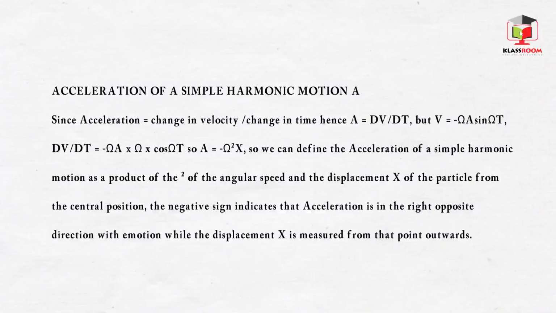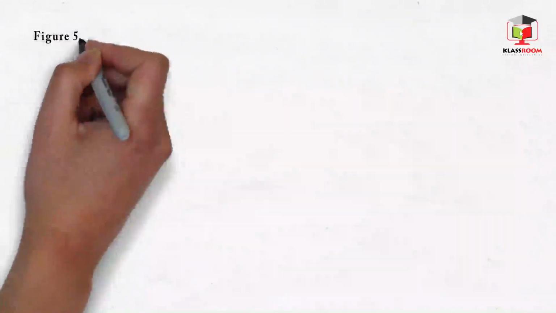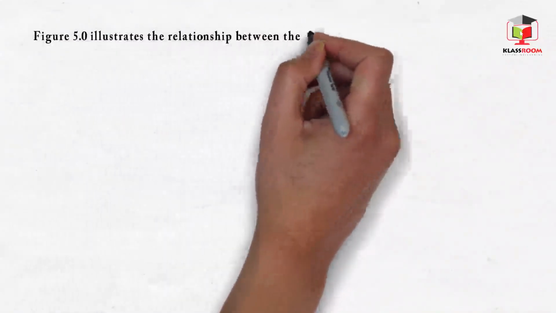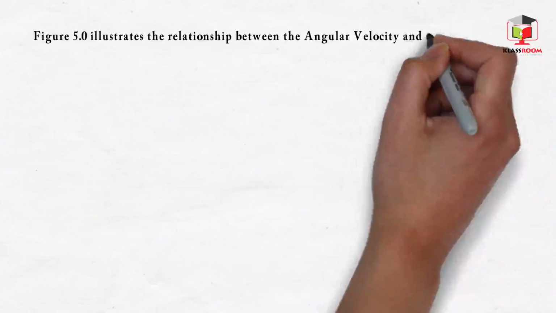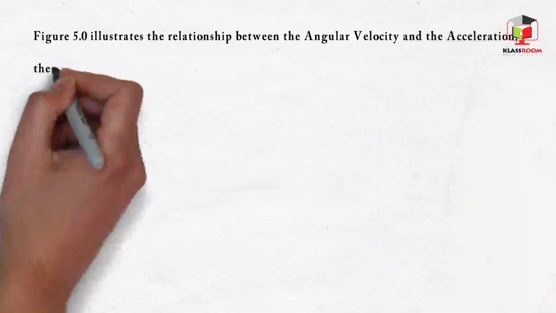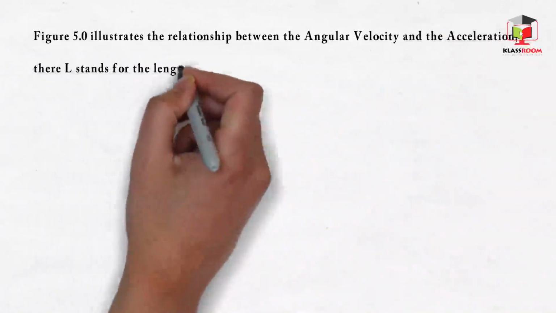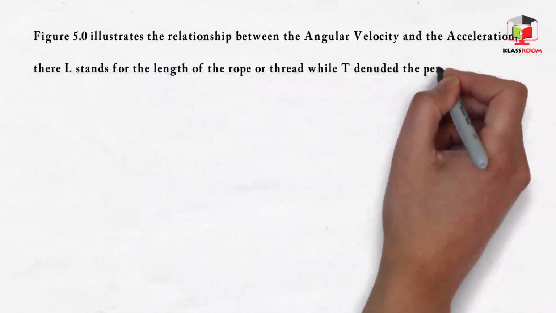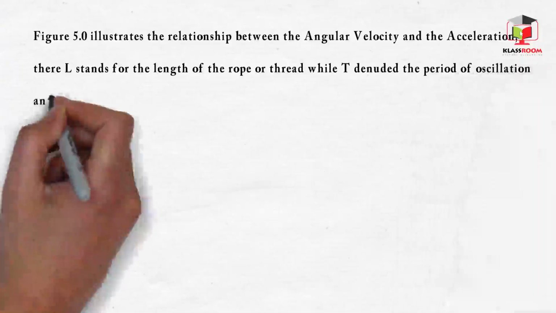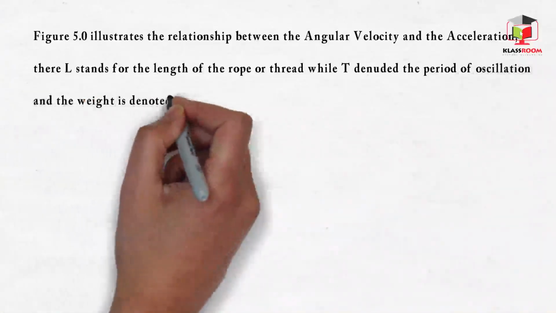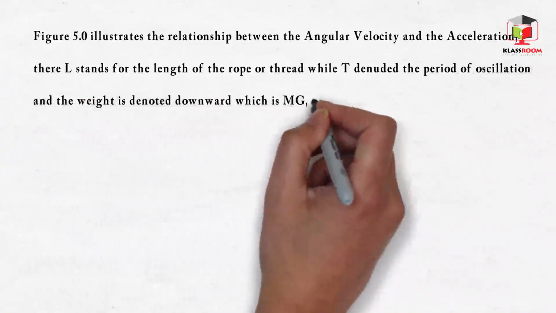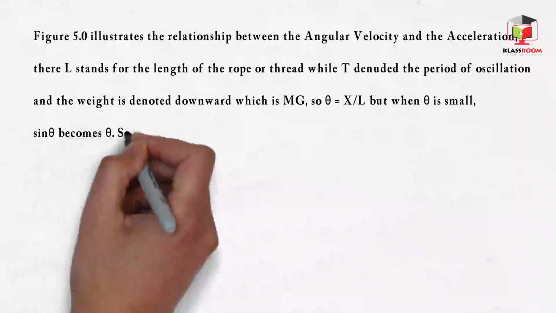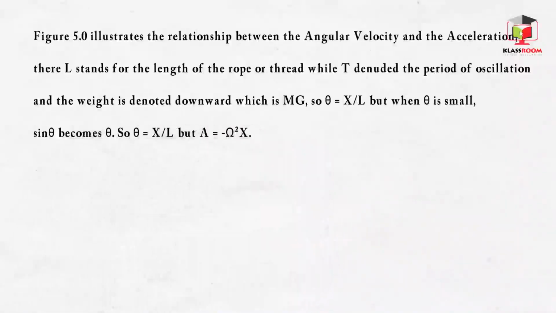Figure 5.0 illustrates the relationship between the angular velocity and the acceleration. There, L stands for the length of the rope or thread, while T denotes the period of oscillation, and the weight is denoted downward, which is mg. So, theta is equal to x over L, but when theta is small, sin theta becomes theta. So, theta equals x over L, but a equals minus omega squared x, equation 1.